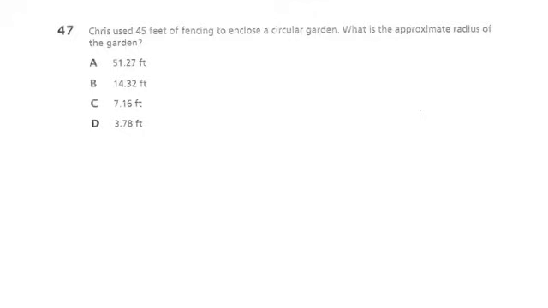Okay, number 47 says Chris used 45 feet of fencing to enclose his circular garden. So 45 feet all the way around, 45 feet. It says, what is the approximate radius of the garden? Well, first things first, we've got to think, what is it that we know? Well, we know that we've just been given the circumference. We've got to try and now see this picture as circumference. So we know that C equals 45 feet.